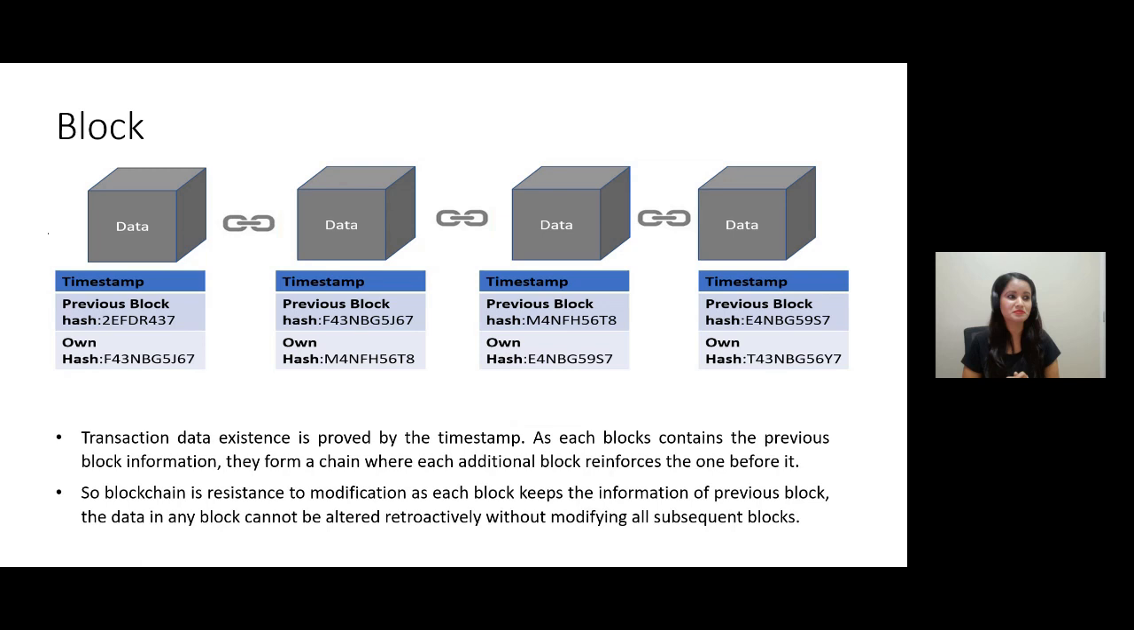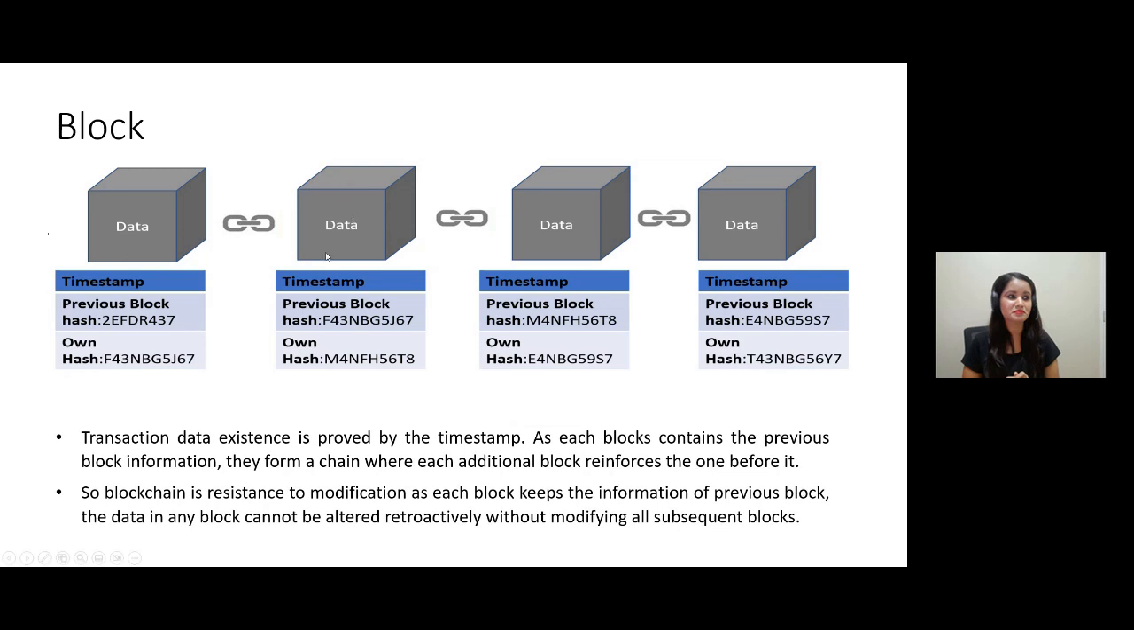The existence of transaction data is proved by the timestamp. As each block contains the previous block's information, they form a chain where each additional block reinforces the one before it. So the blockchain is resistant to modification, as each block keeps the information of the previous block, and the data in any block cannot be altered retroactively without modifying the subsequent blocks.